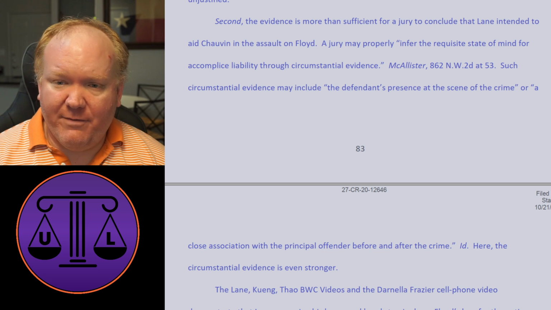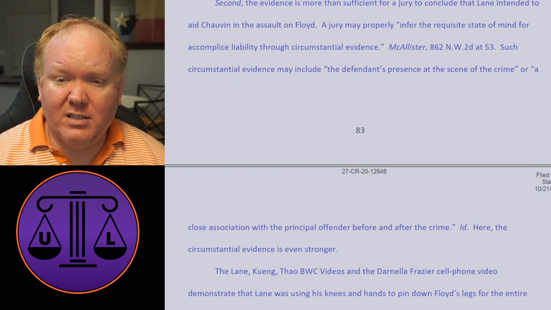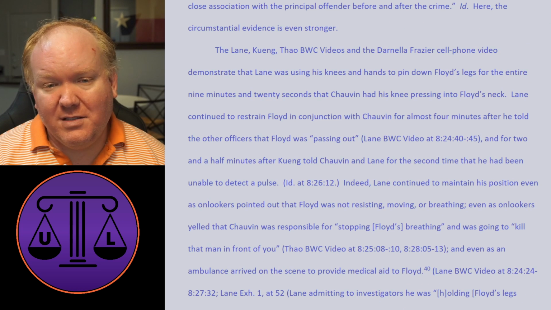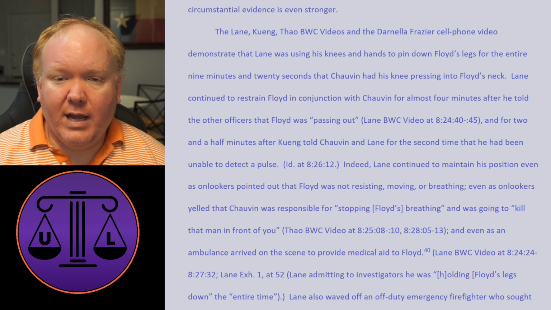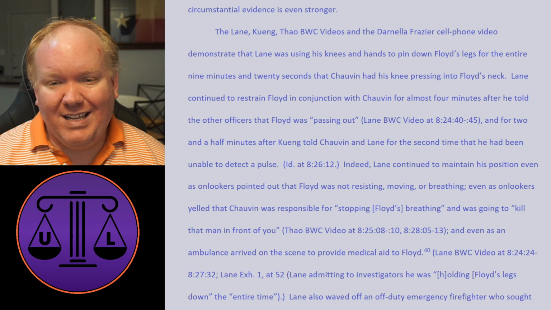A jury may properly infer the requisite state of mind through circumstantial evidence. Such evidence may include the defendant's presence at the scene of the crime or close association with the offender. Here, the circumstantial evidence is stronger. Lane, Kueng, and the Frazier video demonstrate that Lane was using his knees and hands to pin down Floyd's legs for the entire 9 minutes and 20 seconds that Chauvin had his knee on the neck.